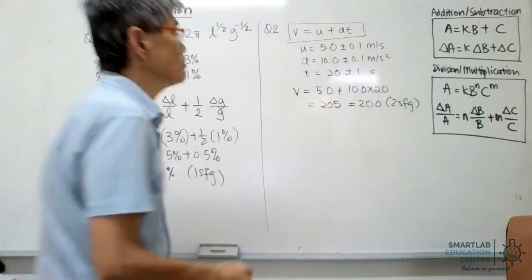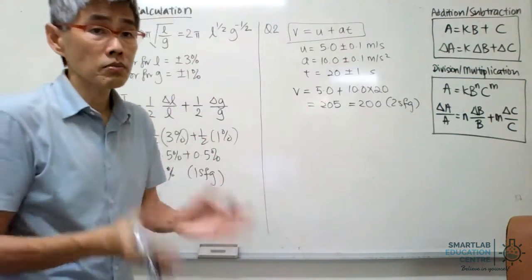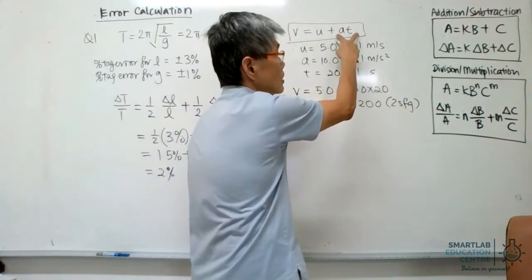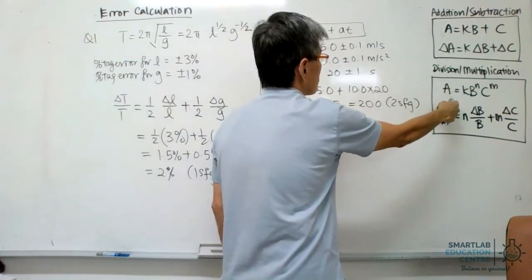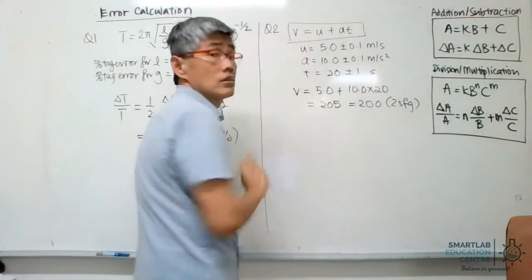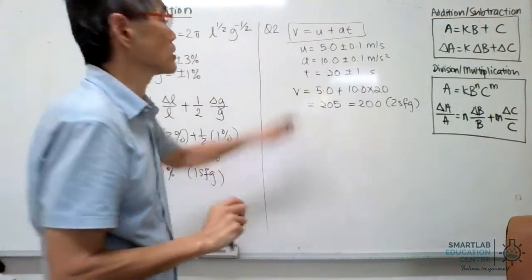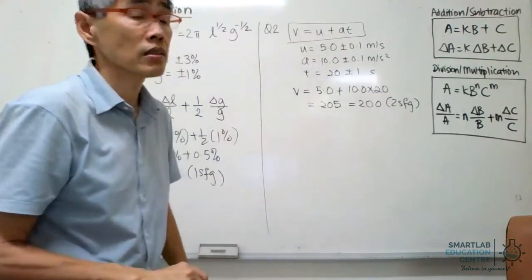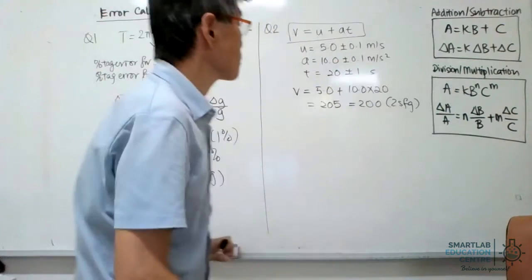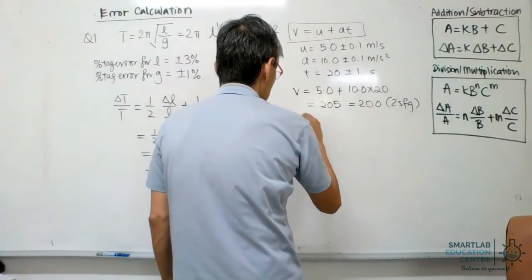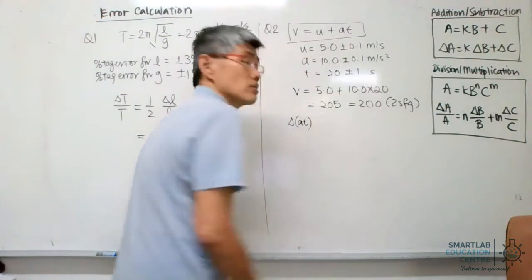Next part, we calculate the error. The error part is actually a little bit more complicated. The first thing we have to calculate is the error for AT. For this, we still have to use division and multiplication. Then thereafter, we add up the error based on the fact that V is equal to U plus AT. So we'll use a formula from this side. Okay, so let's start off by looking at the error. So let's take a look at the error of this first.